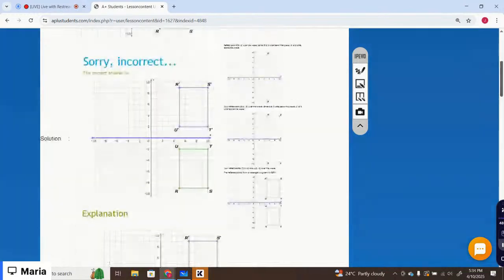You have to reflect all the points U, T, R, S. So U dash, T dash, R dash, and S dash. All the points are exactly the same distance from the x-axis as the original image. So U dash, T dash, R dash, and S dash is the reflected image.